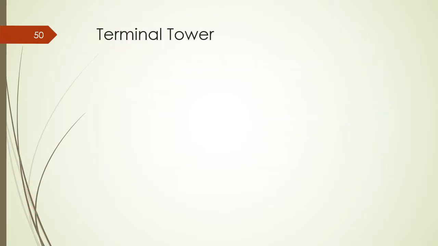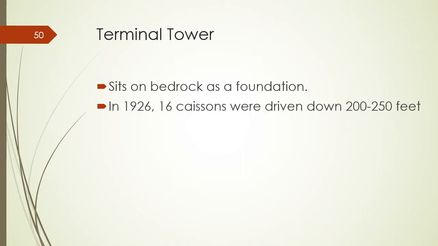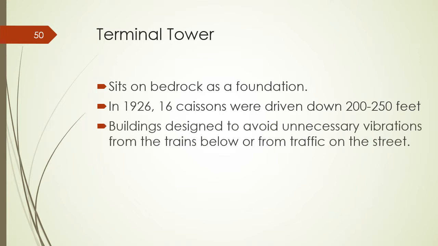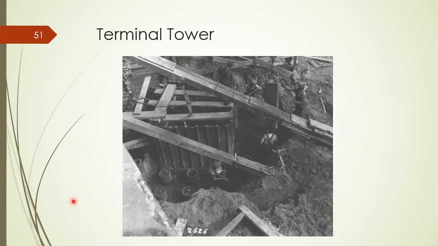So let's talk about a case study here, Terminal Tower. It sits on bedrock. And in 1926, 16 caissons were driven down 200 to 250 feet to the bedrock. Now remember that caissons is another word for drilled piers. And the idea was to avoid unnecessary vibrations to the building as the trains entered the station from below. And here's a picture of the drilled piers being put in place from 1926.